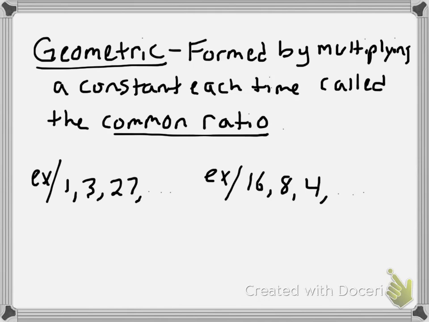These we're trying to figure out what we're multiplying by each time. So to go from a 1 to a 3, 1 times what basically gives us 3. We multiplied by 3. And to go from a 3 to a 27, we multiplied by 3. So this one has a common ratio, which is represented with an r, common ratio of 3.